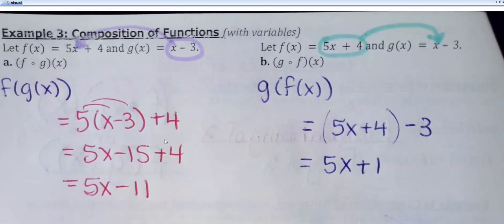So they are different. So if you do them in a different order, you get a different answer. Does anybody have a question at the moment? Okay.